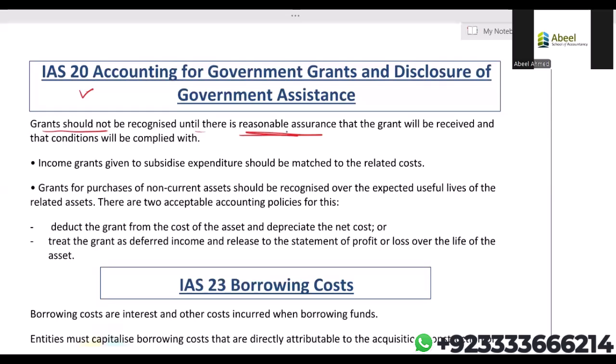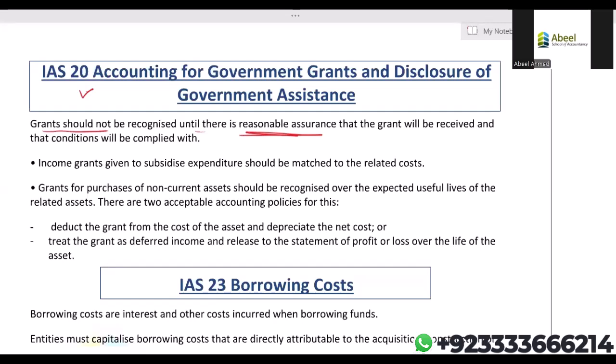Let me give you an example of reasonable assurance. I have just announced that from class number 4 onwards, we will start the discussion of the past papers. I think my announcement should have given you reasonable assurance that yes, we are going to do that. That's just a simple example. So reasonable assurance is just your professional judgment.